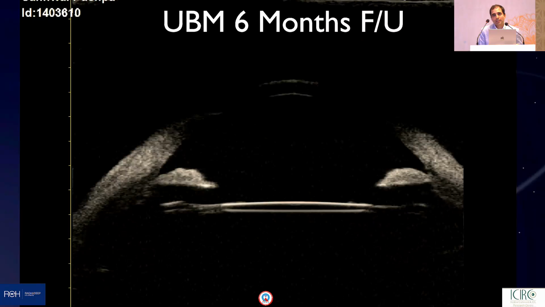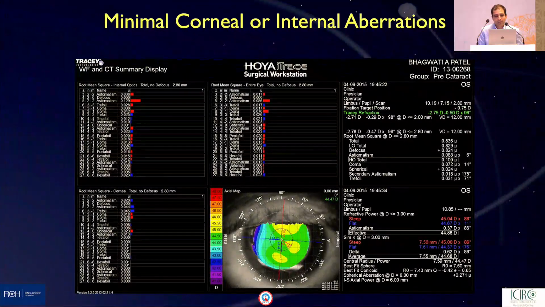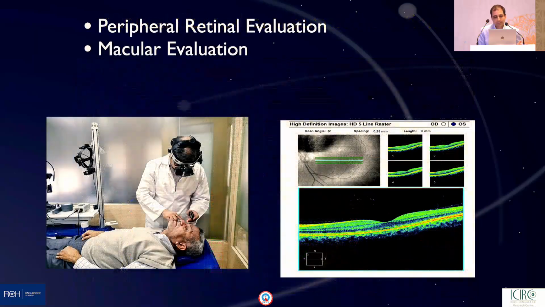And this is the UBM of the same patient at 6 months, showing no tilt of the IOL. The IOL is very much in the bag and no internal aberrations, which means even clinically the tilt is minimal. All of these patients need to be monitored by a VR surgeon.